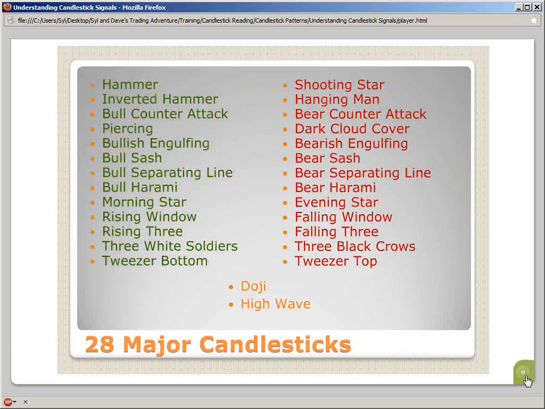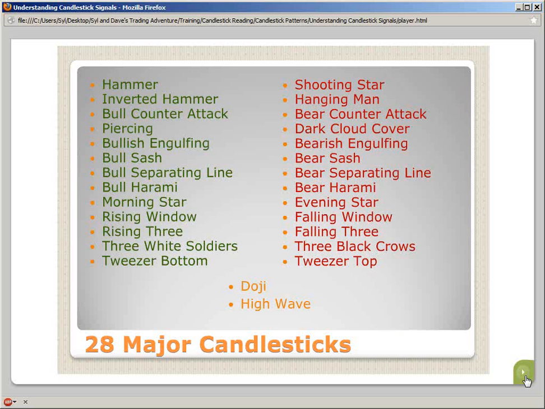Right? Make sense? Okay, so these are, in my opinion, and also in Steve's opinion, Steve Nison that is, the 28 signals that he would use more often than not, that he would likely see more often than not, that he would rely on more often than not.